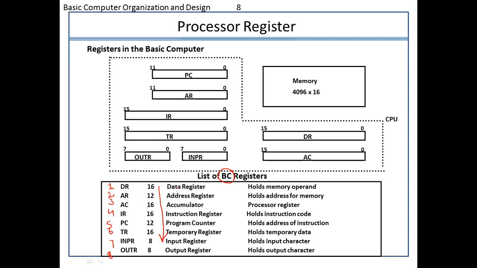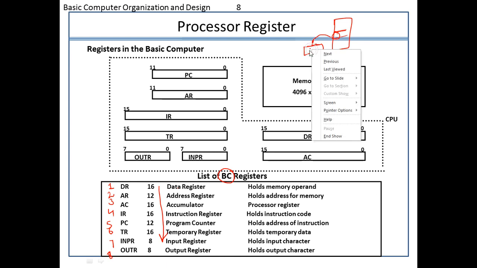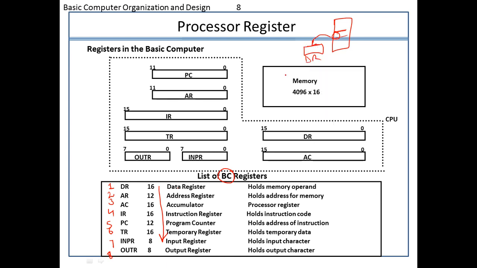If I talk about the data register, when I refer to the memory, I will get the data. Now that data I need to place somewhere. So I always place this data in the data register. The data register is 16 bits. Why? Because the size of memory used here is 16 bits. So it holds the memory operand.